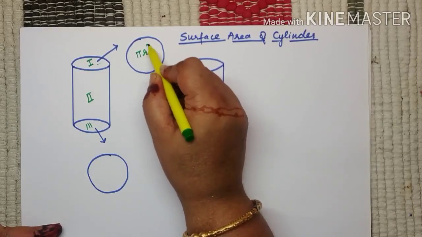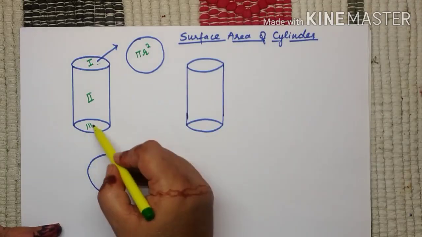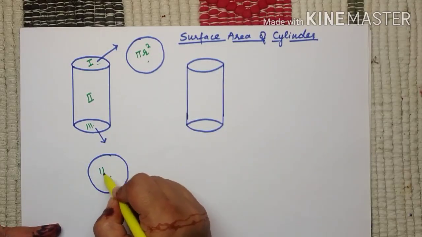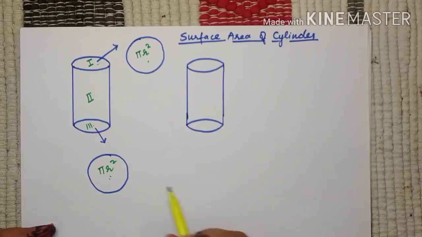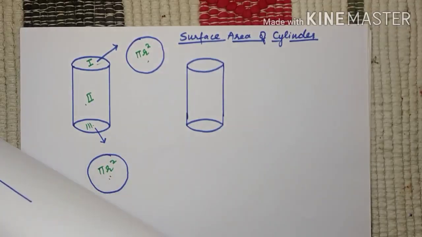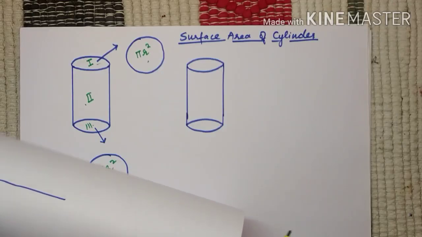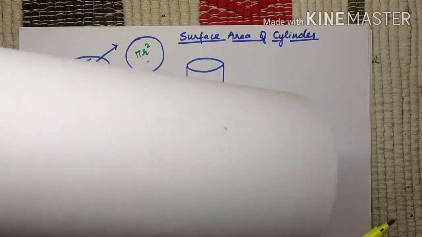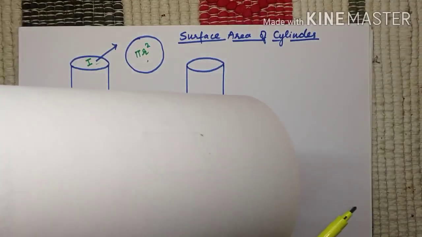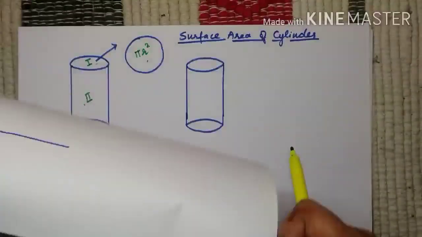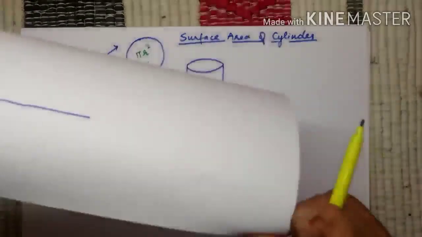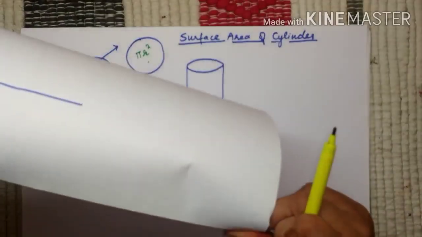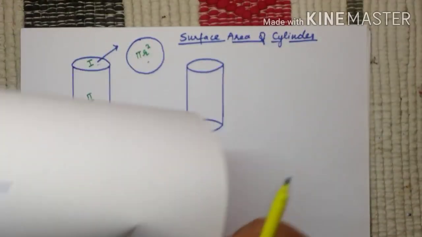The area of the circle, we all know, is pi r square, where r is the radius. The area of the other circle will also be the same because these are congruent circles. So it's pi r square. Now what about this shape? This is the shape which joins the two bases together. If I remove the bases, I get something like this. Now how do I find the surface area of this? This is called the lateral surface of the cylinder, the curved surface or the lateral surface of the cylinder.